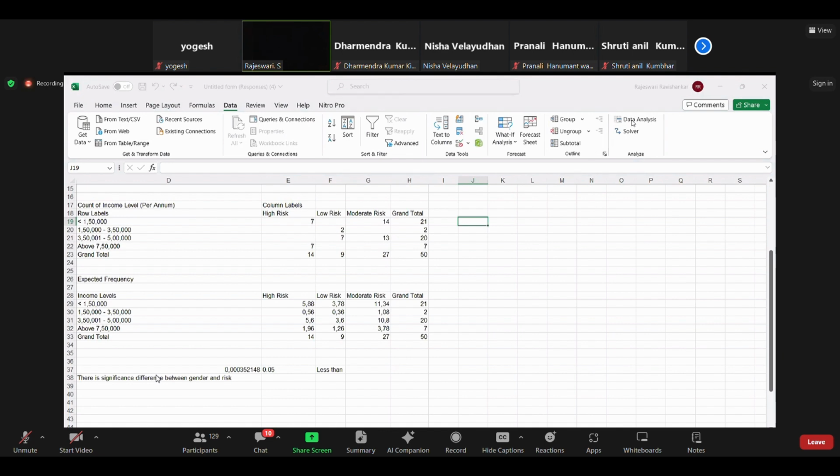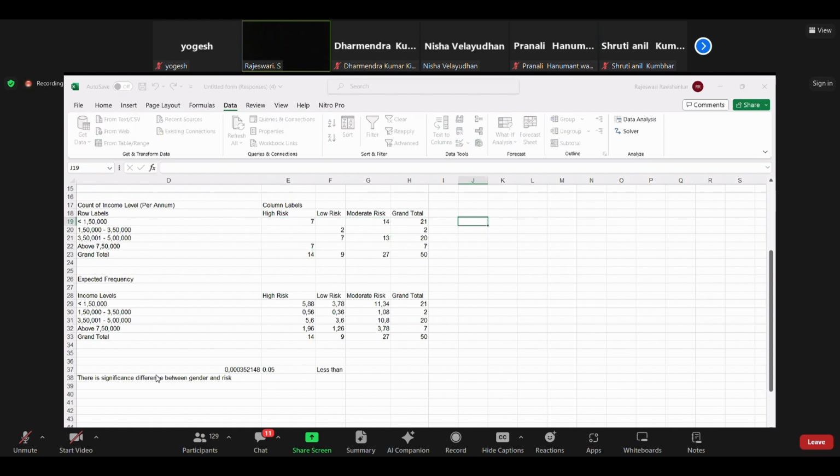Multiple factors means where I will use level of risk also, and I will also take other investment options. I'm not taking like that. I'm taking only one factor, either my income with my risk taking. That is single factor. I'll give OK to single factor ANOVA. Then it will ask for the input range.